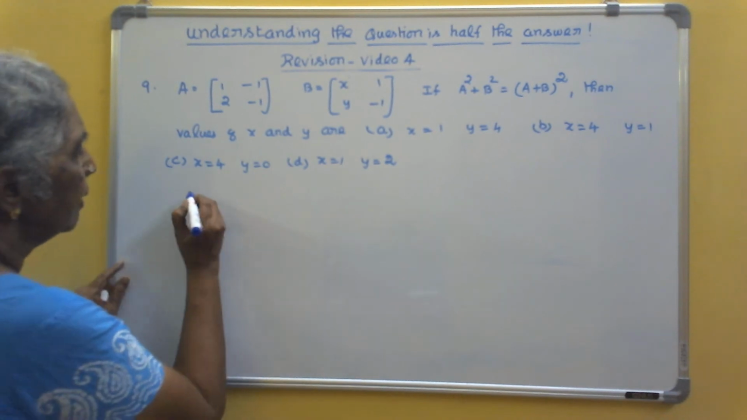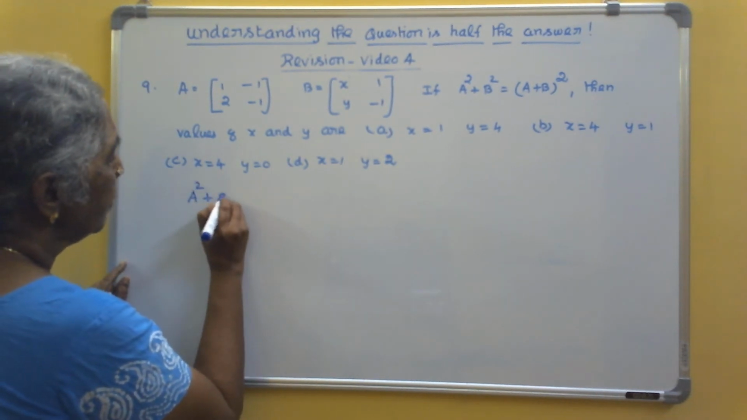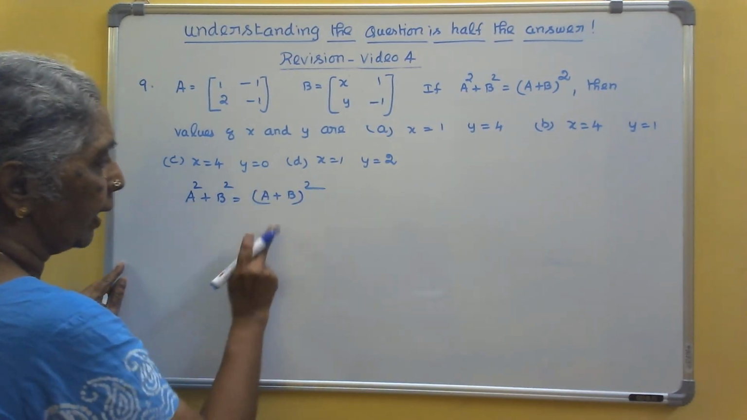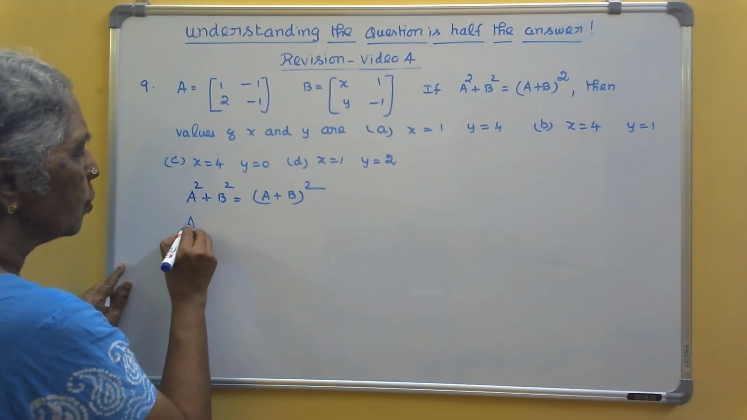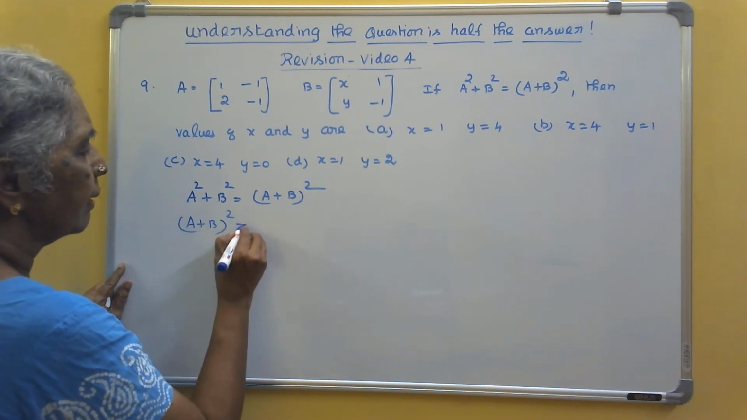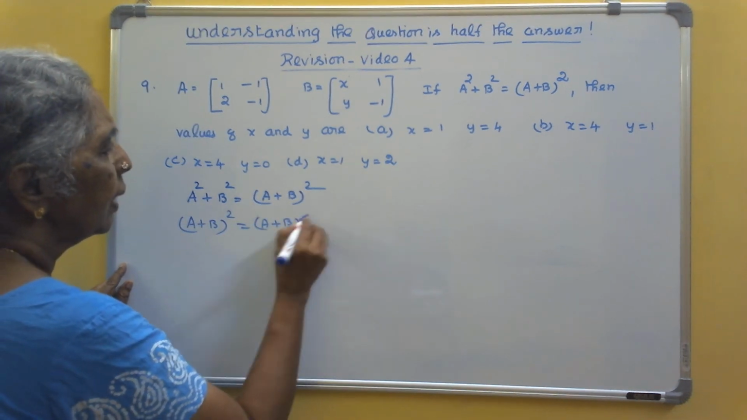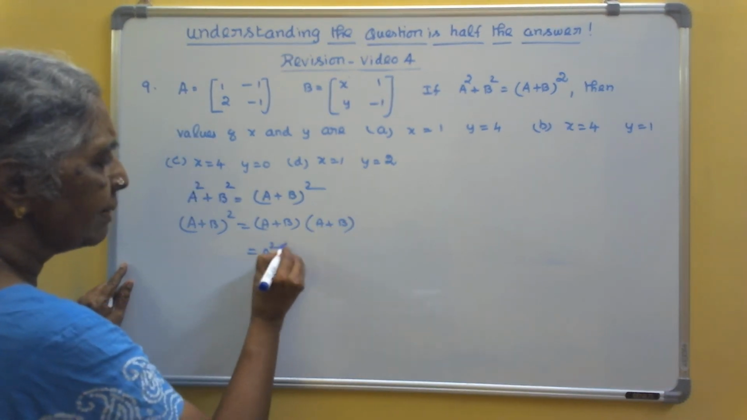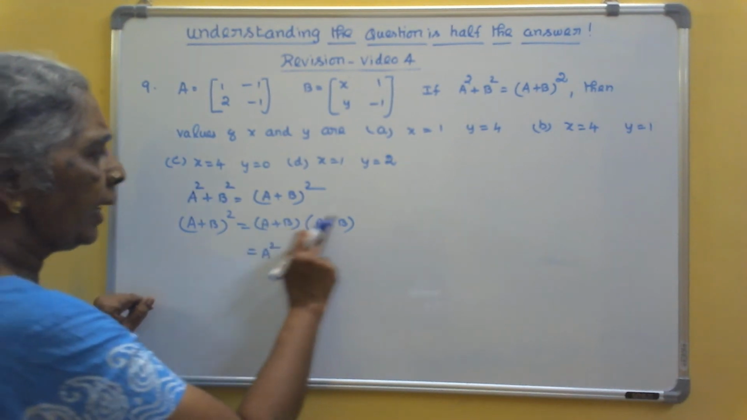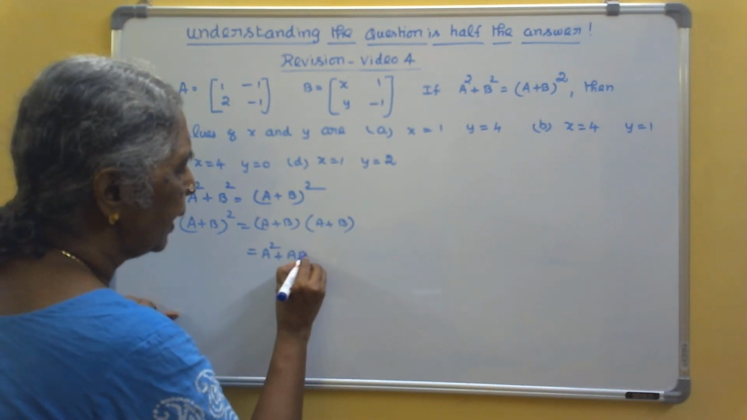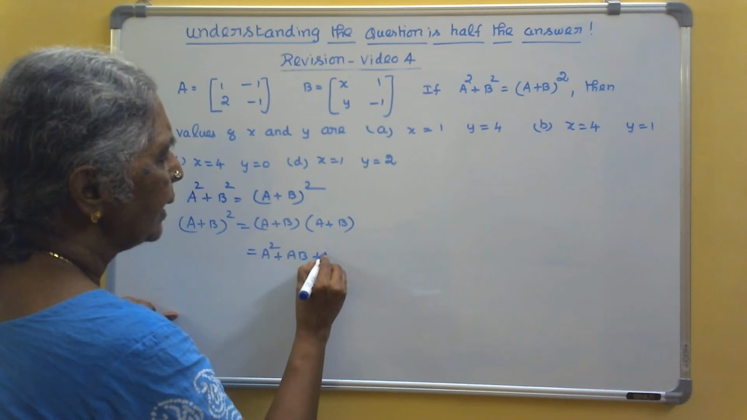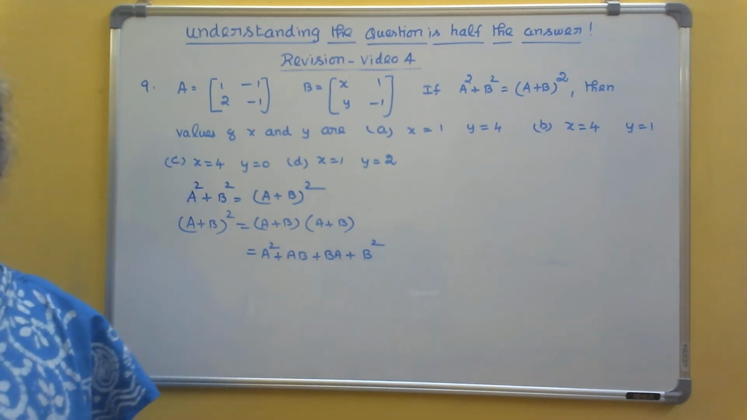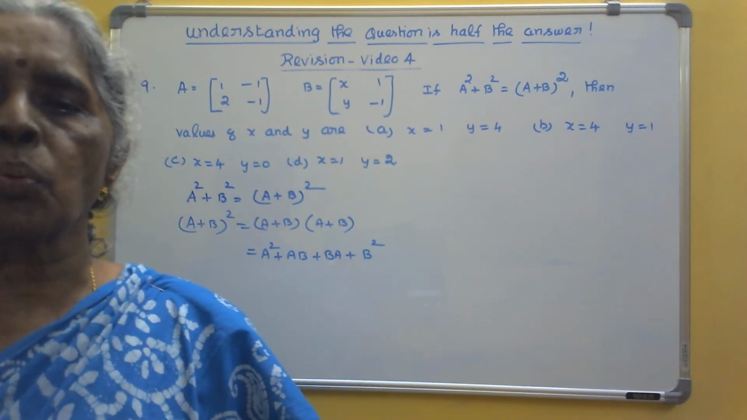First, let us write. They have given A squared plus B squared is equal to (A plus B) the whole squared. What is this (A plus B) the whole squared? Let us see. That is nothing but (A plus B) into (A plus B). Correct? So A into A is A squared. A into B is AB. B into A is BA. B into B is B squared. This is the expansion of (A plus B) the whole squared.